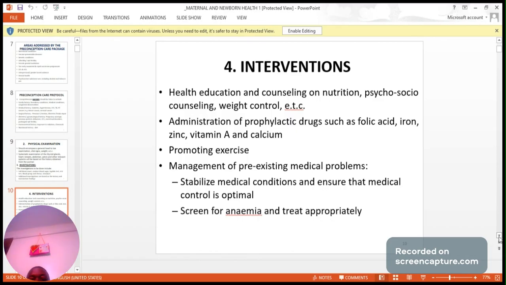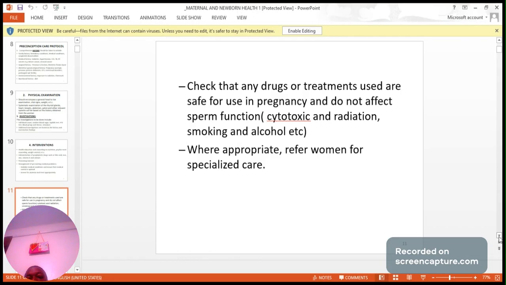Management of pre-existing medical condition: we can stabilize the medical condition and ensure that medical control is optimal, and with this we can know if it is diabetes. Are we going to manage with which drugs? Because pregnancy comes with a lot of contraindications in terms of pharmacological management. Screen for anemia and treat appropriately. Check any other drug or treatment used is safe for use in pregnancy and does not affect the sperm function, such as the cytotoxic and radiation. You can never use misoprostol when somebody is pregnant because that one will induce labor. Where appropriate, refer women for specialized care.